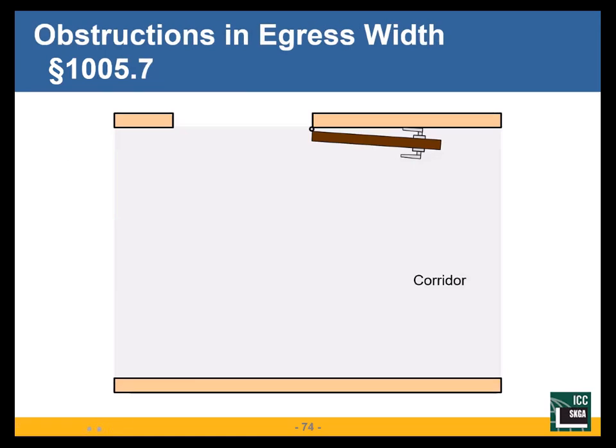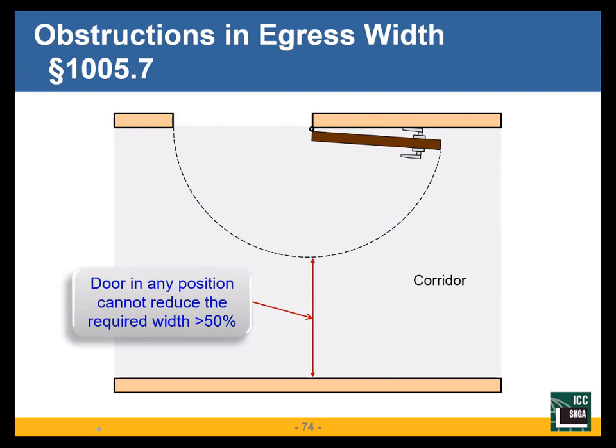Can I have obstructions in the corridor? I'm going to have obstructions in the corridor. It says that the door, when it swings in any position, cannot obstruct more than 50% of the required corridor width. Not more than 50% of the corridor width, but what's the required egress width? I needed 44 inches. The most I can obstruct then, I'm going to obstruct this side, is 22. I have to have at least 22 remaining.